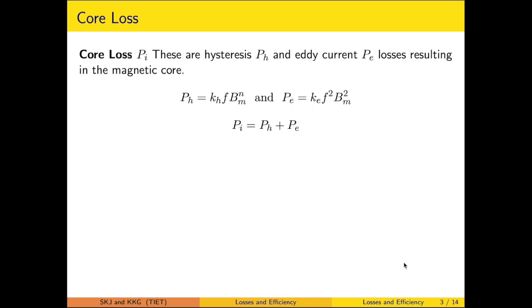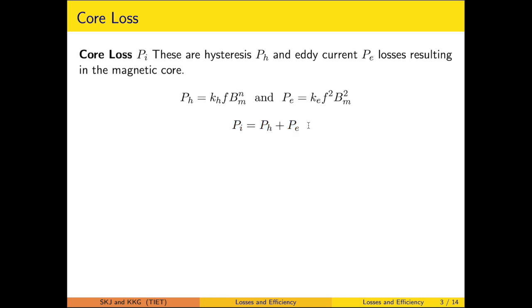The core loss, as the name suggests, happens inside the core because of two phenomena, the hysteresis loop and the eddy current formation. This results in the hysteresis and eddy current losses, which are related by the expressions as such. F is the frequency and Bm is the magnetic flux density.